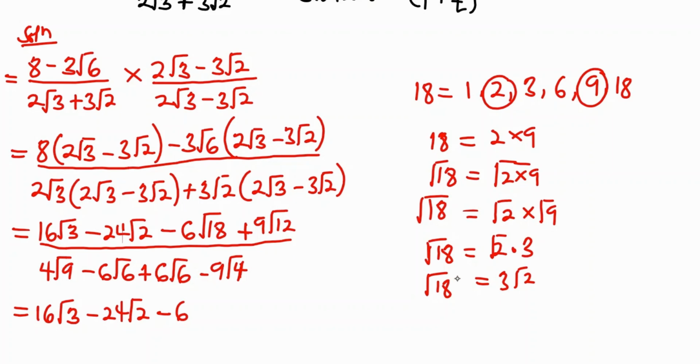So it means we can simplify square root of 18 as 3 root 2 by considering the illustration we did. So we continue. So in place of square root of 18, we write 3 root 2.